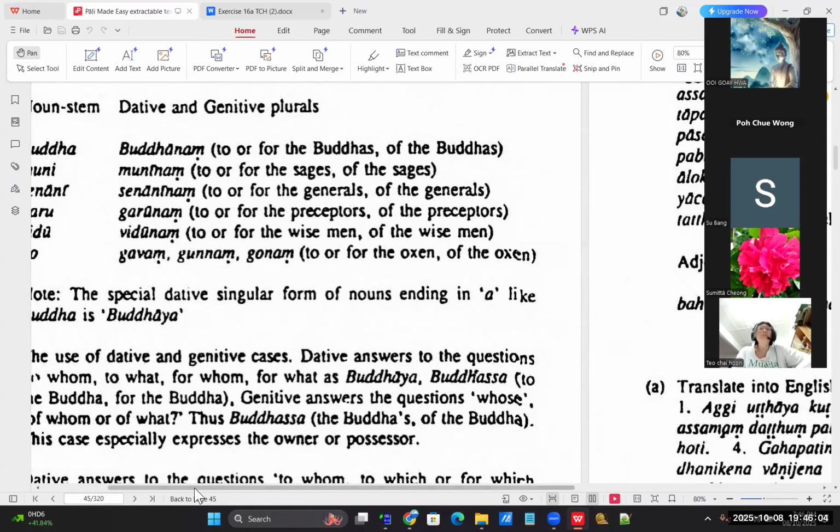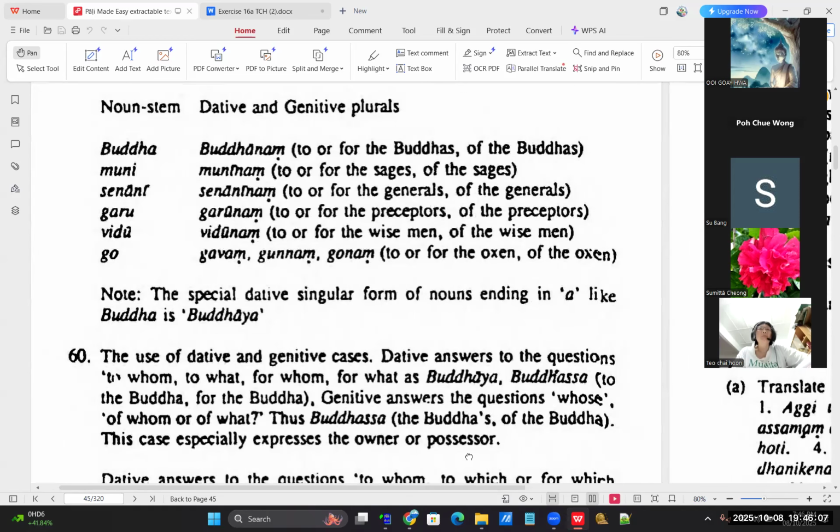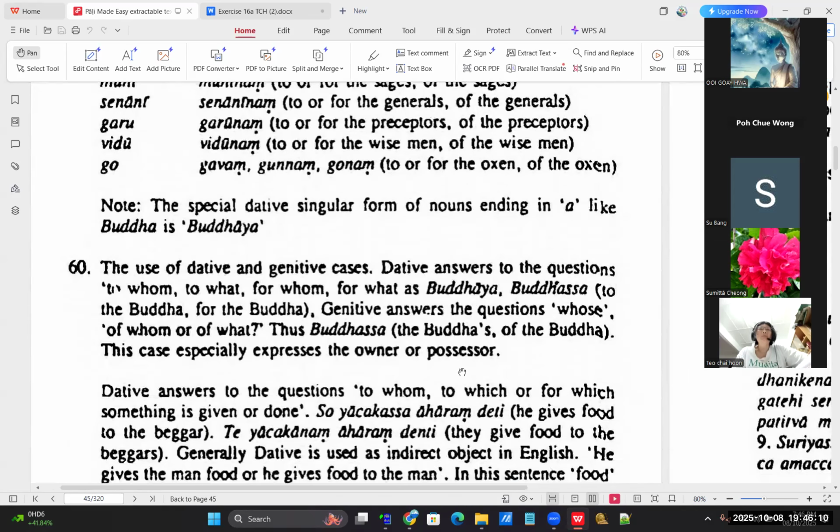Now, what's the purpose of using the dative? The dative answers the questions: to whom, to what, for whom, for what. Buddhaya, Buddhasa: to the Buddha, for the Buddha. Genitive, remember, is the possessive. So whose, of whom, of what. So Buddhasa: one way to remember is when you see Buddhasa, you can convert it to apostrophe s. Buddhasa means of the Buddha. So the possessive means owner or possessor. Dative means to; normally if you say dative, you just translate to or for. And for the genitive you translate apostrophe s or of.